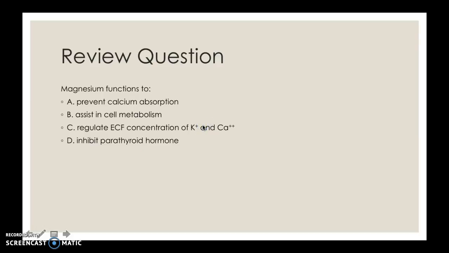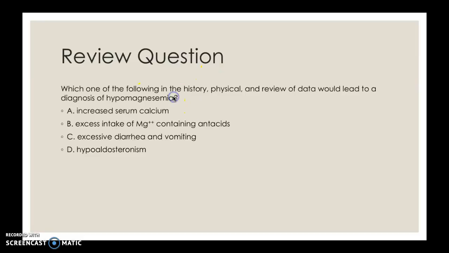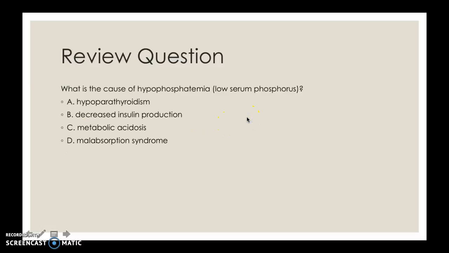Magnesium functions to prevent calcium absorption? No, it assists in cell metabolism. Which one of the following in the history, physical, and review of data would lead to a diagnosis of hypomagnesemia? So what depletes magnesium? The answer is C, excessive diarrhea and vomiting. What is the cause of hypophosphatemia? That's low serum phosphorus. The answer is D, malabsorption syndromes. Again, the GI absorption is affected.